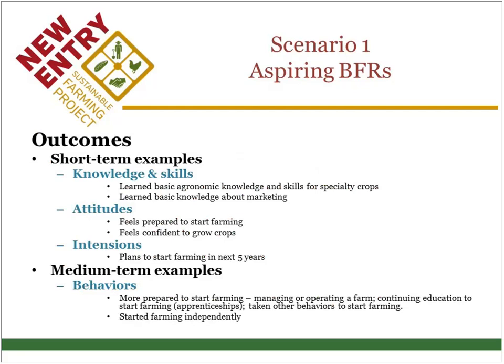As far as desired medium-term outcomes, this program might really focus more on the number being more prepared to start farming, such as managing or operating a farm or continuing education to start farming. Again, because of land being expensive and people being newer, these might be what you would expect to most happen for people. However, of course, since the main goal of the BFRDP is to get people to start farming independently and to be successful, you probably want to still track how many started farming independently.